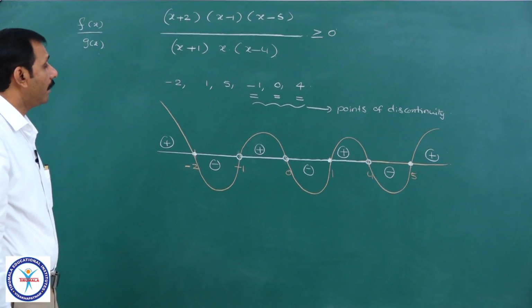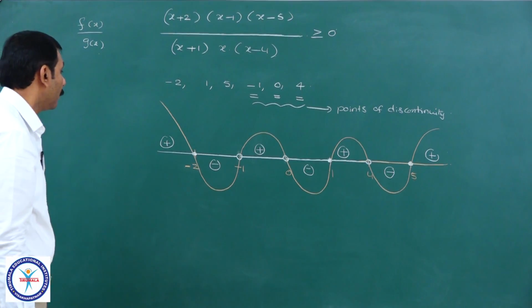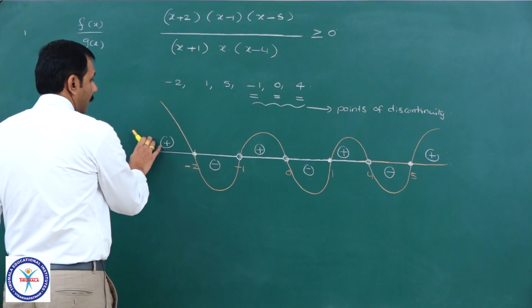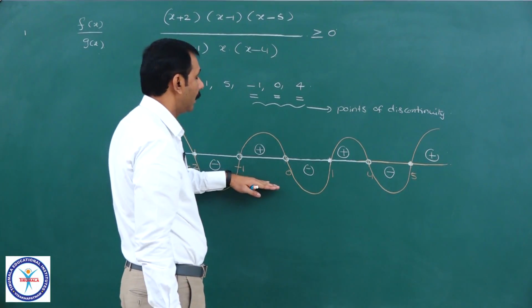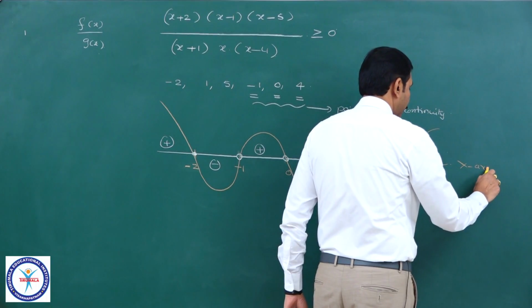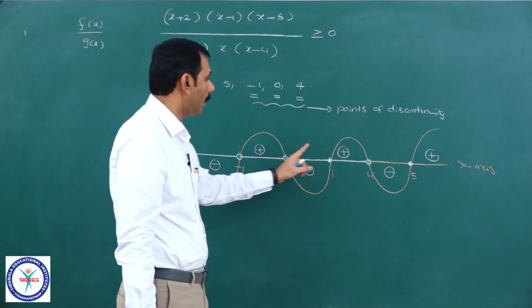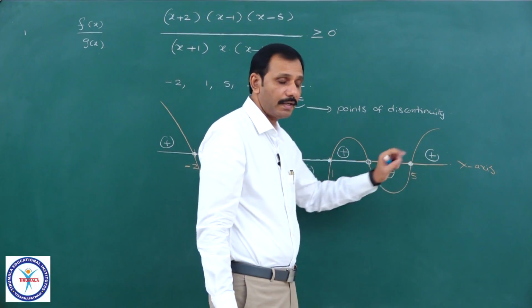Now collect the values where it is greater than or equal to 0. Positive means yes, this is the portion where it lies above the x-axis. It is the real axis, meaning the x-axis only. And next, this is the interval, and this is the interval, and this is the interval.